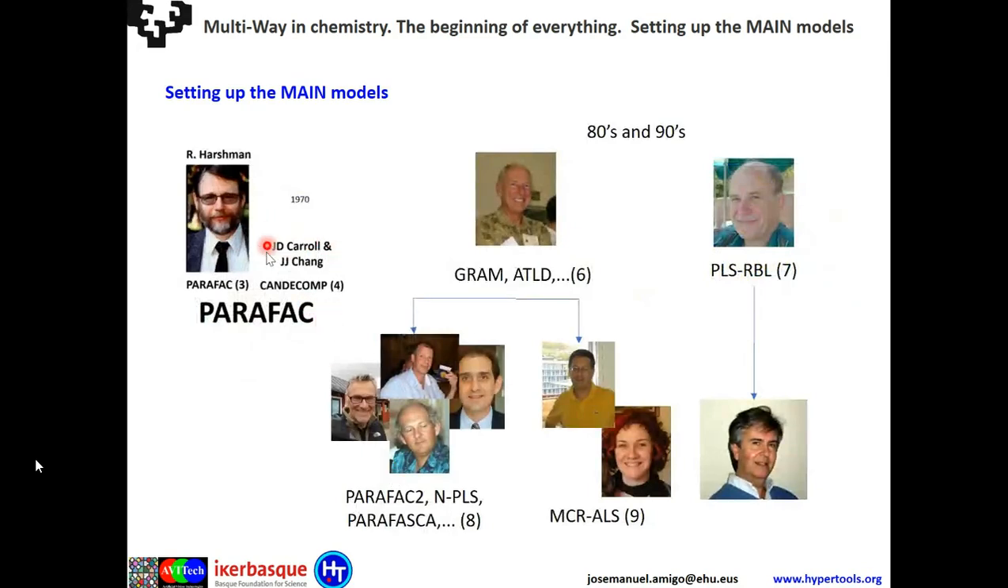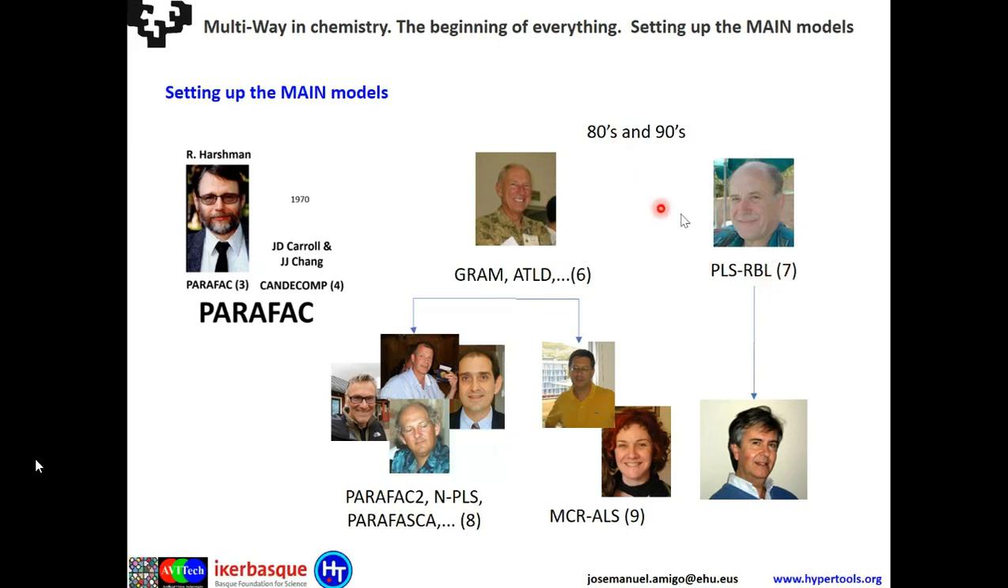before that, I have to say that actually from this point, we arrived to the great professor Bruce Kowalski and the great professor Svante Wold. And actually, in the 80s and 90s, they started defining different models like GRAM, generalized rank annihilation method, or trilinear decomposition, or PLS, that's probably familiar to you, with residual bilinearization.